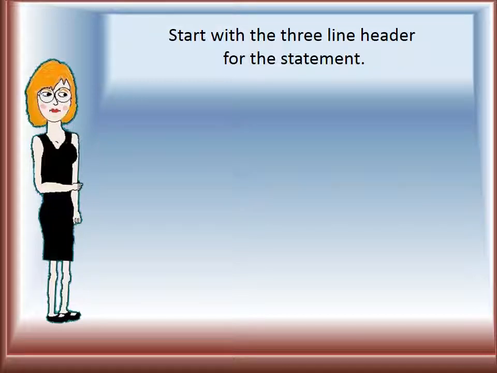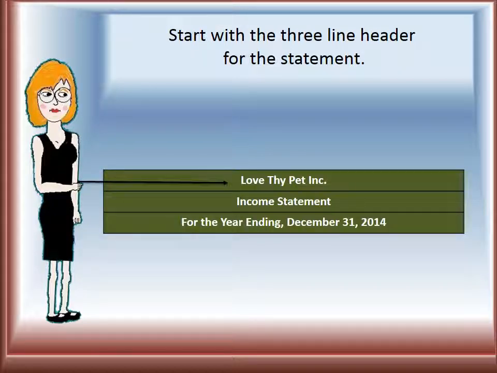Let's look at an example. We'll start with the name of the company, which is Love Thy Pet, the title of the statement, which is the income statement, and for the year ended, in this case, December 31st, 2014, which means this statement will cover a whole year's income.